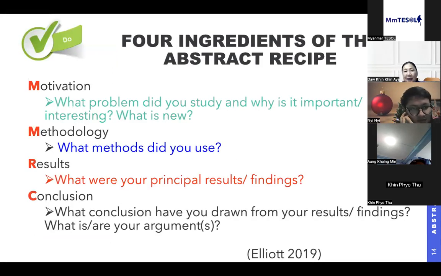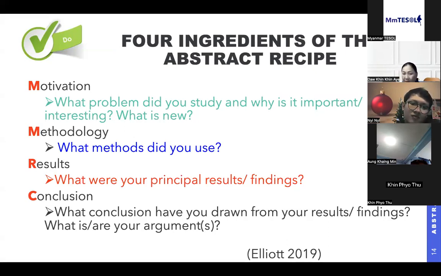Now, here are 4 ingredients of the abstract recipe. You need to include motivation. What do we mean by motivation? What problem did you study? And why is it important or interesting? What is new? Because people have done research, what is new about your research?